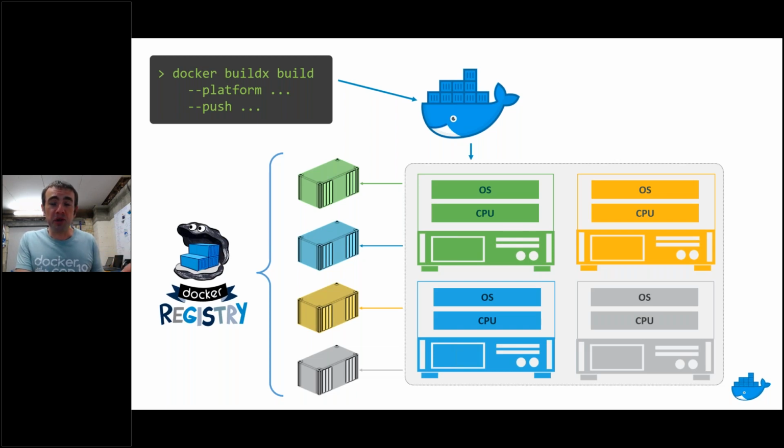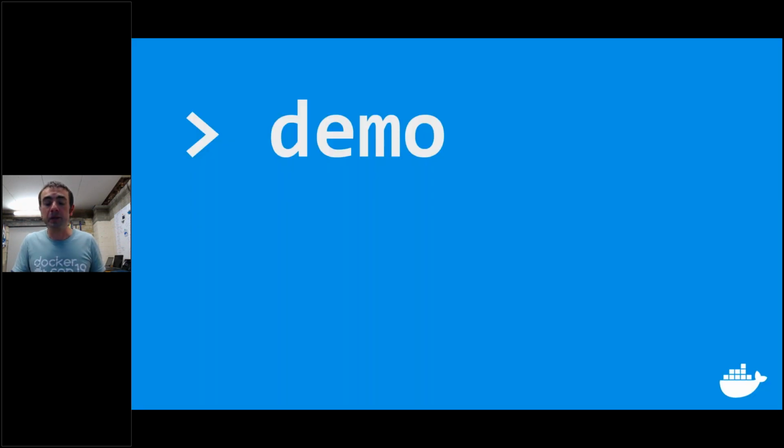So in this case, it's going to be Docker Hub. So it's going to build them all independently on those machines and then push them to Docker Hub, build the manifest, push that. So I'm going to get a multi-arch image that I can use anywhere from a single command. So Buildx is a really, really nice way of doing this sort of stuff. So let me show you the demo for this.